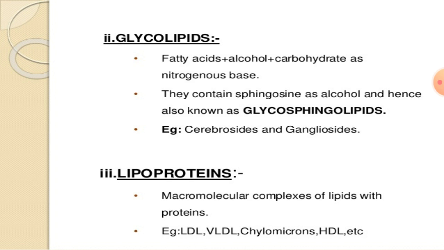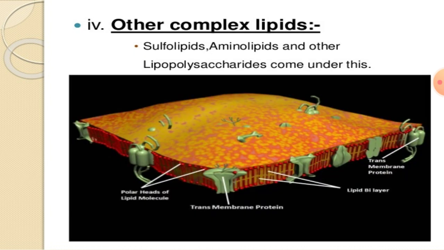Next type is the lipoproteins. These lipoproteins are macromolecular complexes of lipids with proteins. For examples, chylomicrons, HDL, LDL, and VLDL, etc. Then other complex lipids are sulfolipids, aminolipids, and other lipopolysaccharides, which come under these lipids.